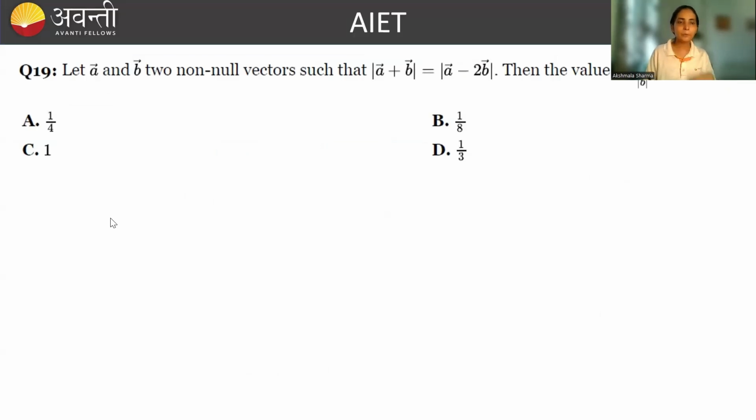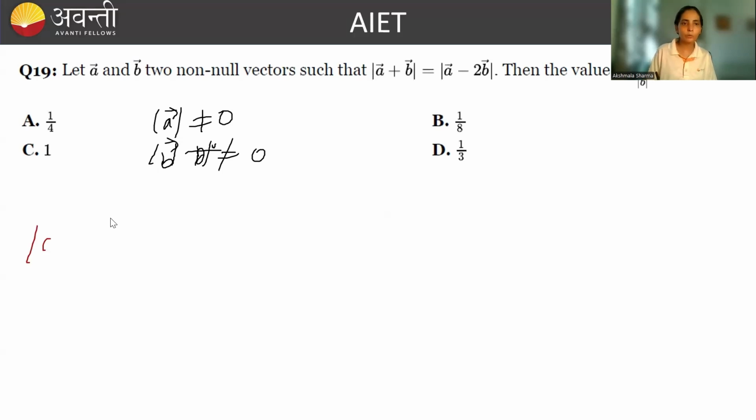Let a and b be two non-null vectors. It means mod a is not equal to 0, and also mod b is not equal to 0. And it is given in the question that mod of a plus b is equal to mod of a minus 2b. And we have to calculate mod a by mod b. The only thing left is to solve this equation because nothing else is given, right? So we will move ahead with this equation.